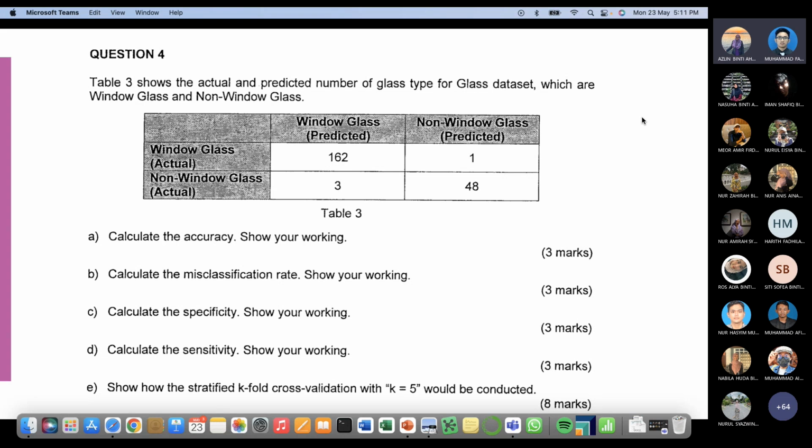Bila dia kata show how, you need to draw, you need to sketch how can we perform k-fold cross validation for k equals to 5. So tunjuklah nanti akan ada 5 segments in your data set. So each of the segment tu kalau nak tunjuk stratified, you letak sikit lah, maknanya ini belongs to class ni, ini belongs to apa, for every segment tu. Okay, you need to do this.